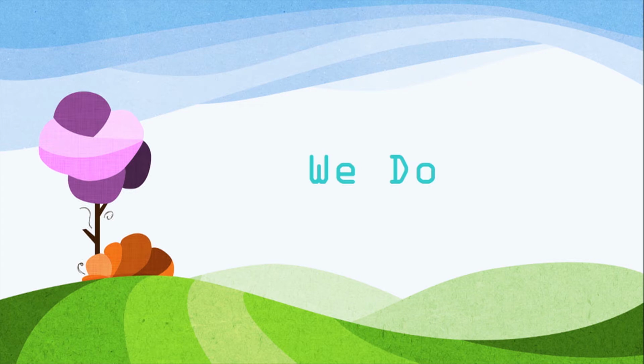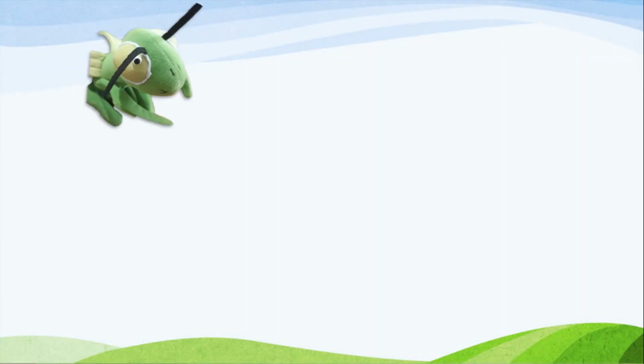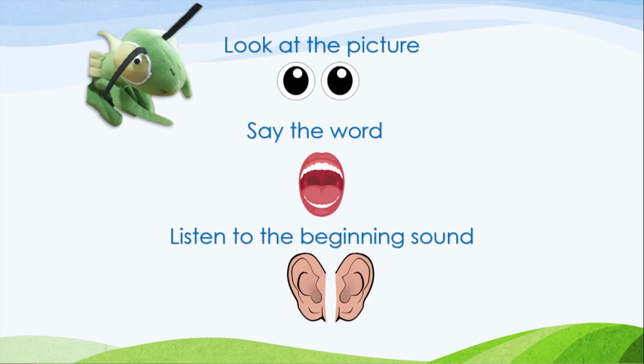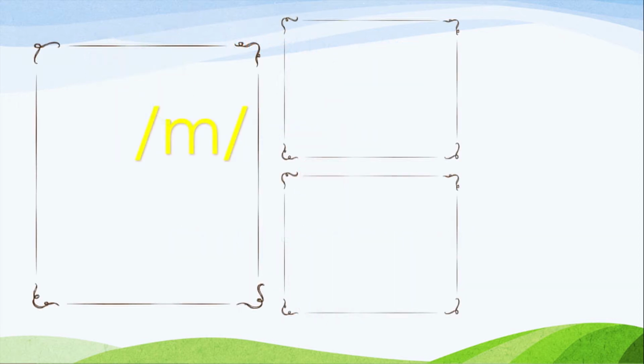So, boys and girls, I invite you to do this second activity with me. We are going to firstly review what we have to do. We are going to look at each picture. We would say the word, and finally, we listen to the beginning sound. We are listening for the sound, at the beginning of the CVC word.